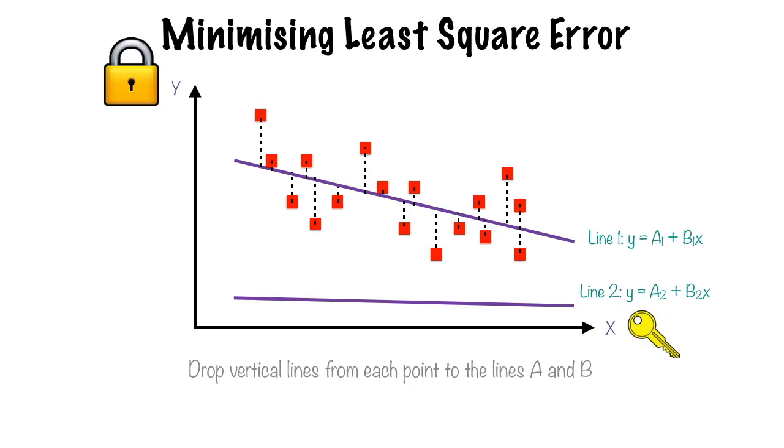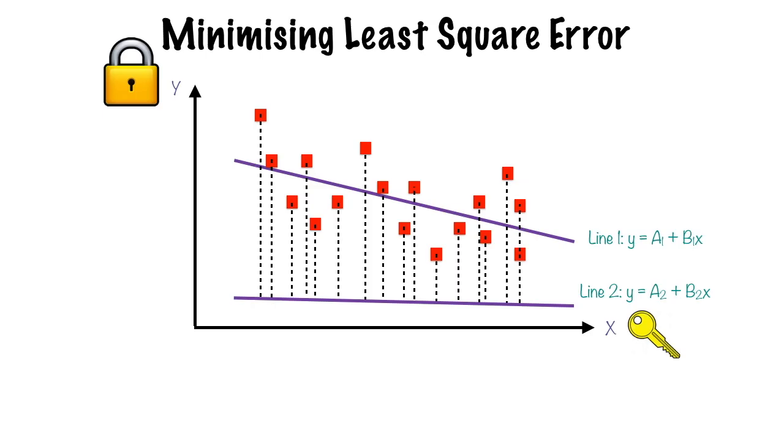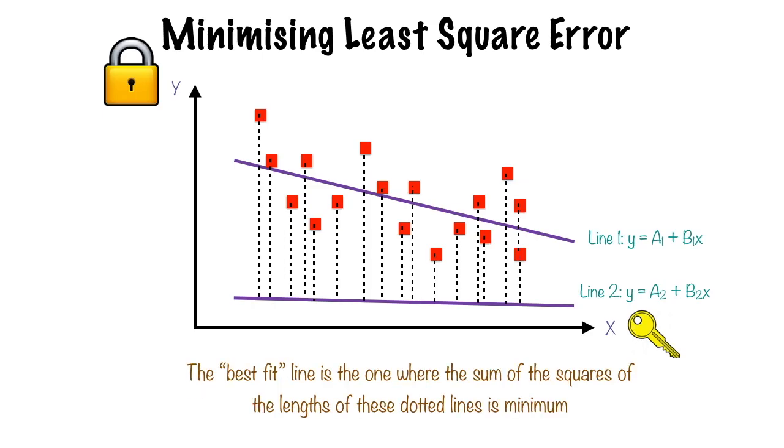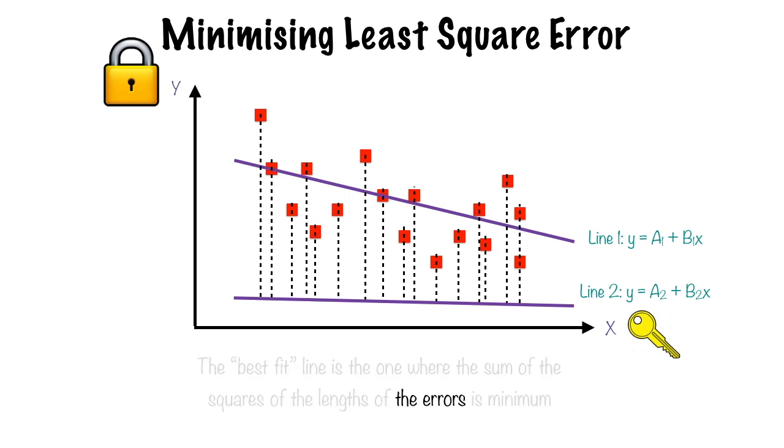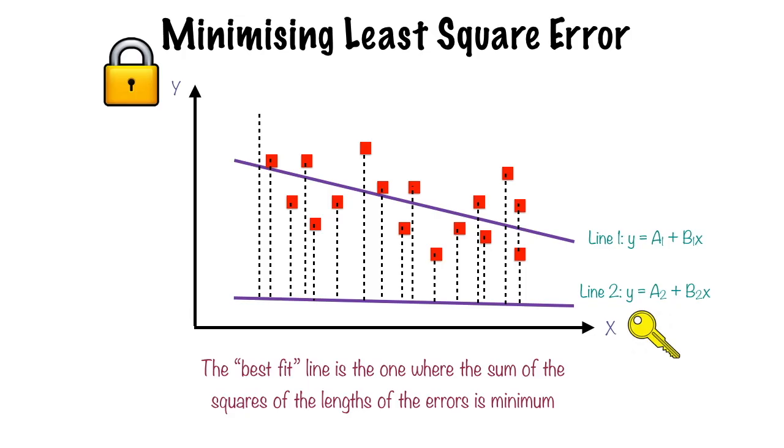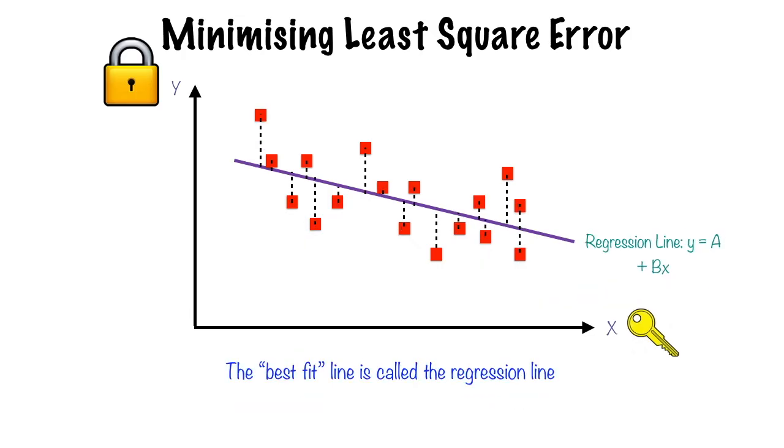So the optimizer will drop vertical lines from each point to each of the candidate lines. Then, for each candidate line, we will calculate the sum of the squares of the lengths of these dotted lines. Now, these dotted lines are, of course, the errors or the residuals. So, what the optimizer is seeking to do is to minimize these errors as measured by the sums of the squares of their lengths. And the line which has this property, of all candidate lines, it has the lowest sum of the square of the errors. This is the best fit or the regression line.